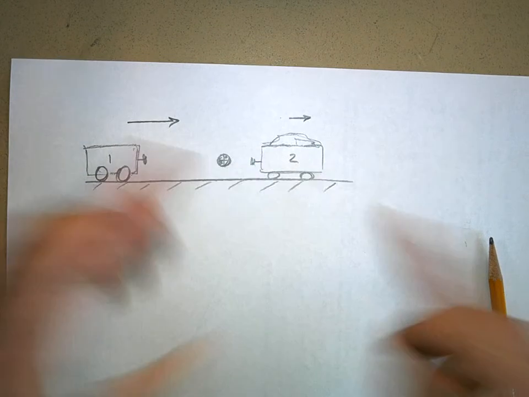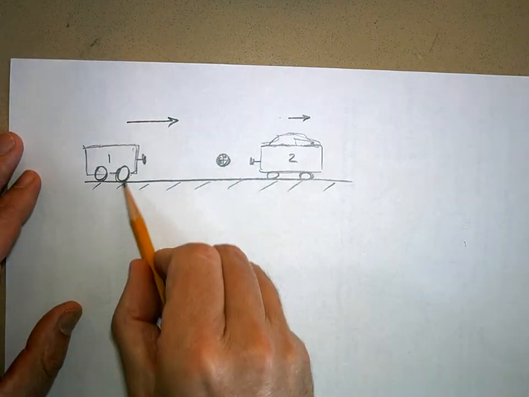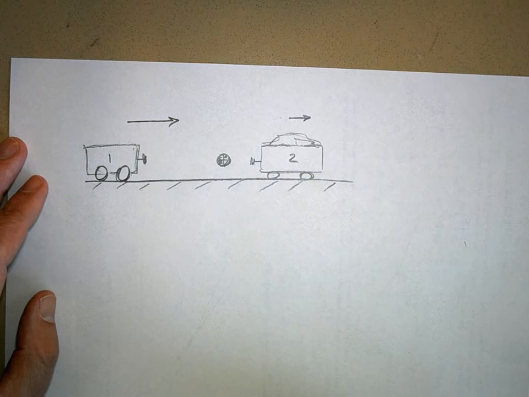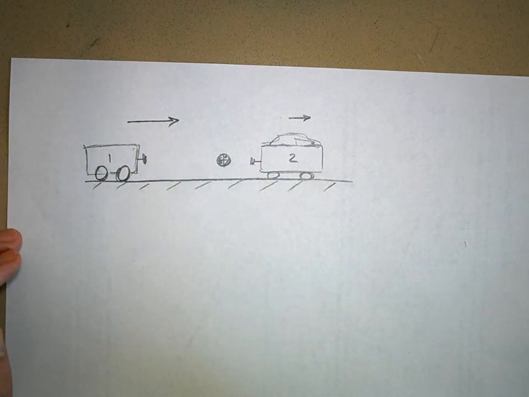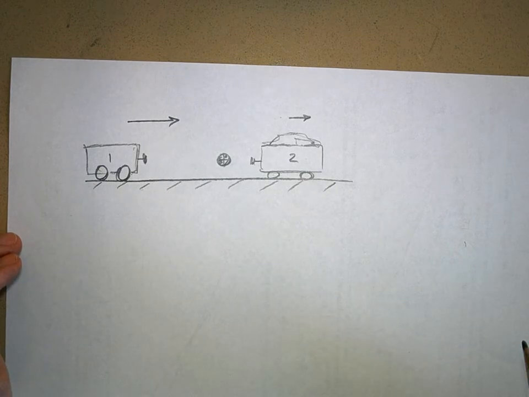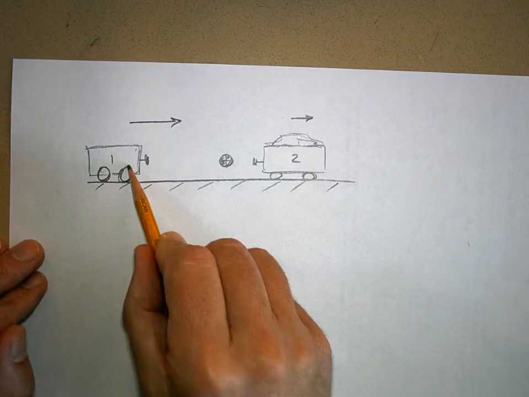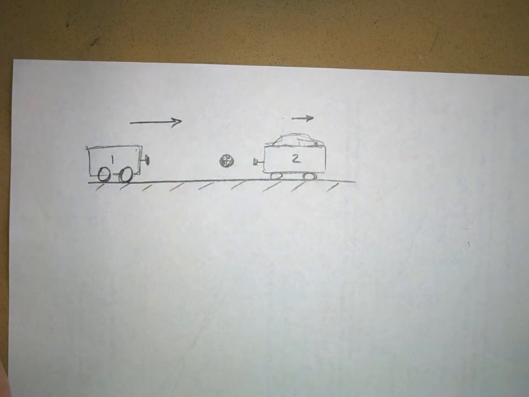But let's say that they collide and connect to each other. What's true about the velocity of the center of mass before the collision versus after the collision? It's going to stay the same. The velocity of the center of mass is not affected by the collision of the two cars, whether they stick together or not.